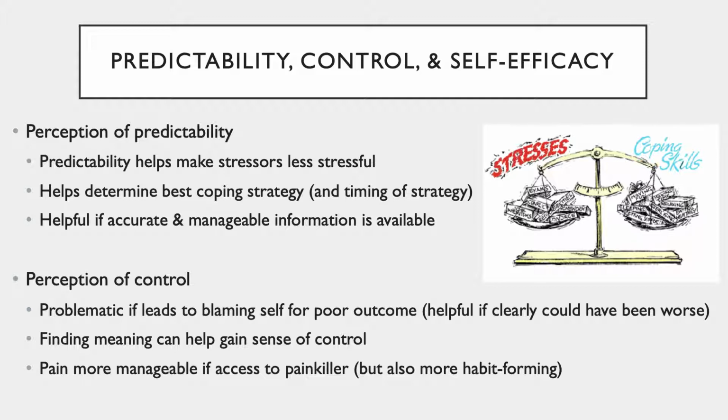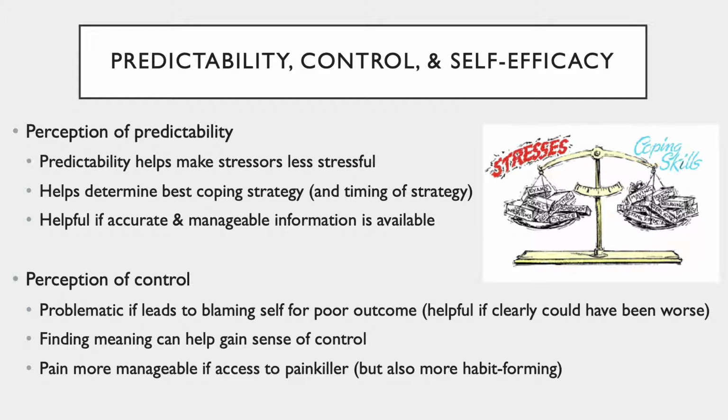When it comes to control, finding meaning can be really helpful for increasing one's sense of control. For example, pain is oftentimes perceived to be more manageable if the person has access to a painkiller. Of course, that approach, while it is helpful in terms of the perception of control, actually leads to increased propensity towards habit formation because the person is more likely to be paying attention to their pain so that they can determine when they should intervene by taking painkiller medication.